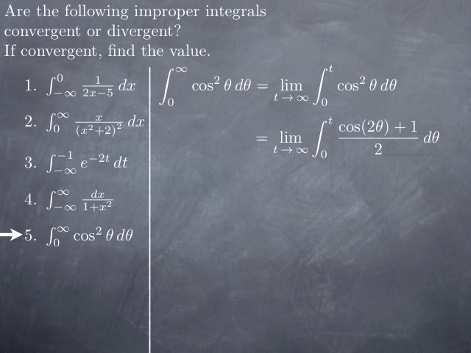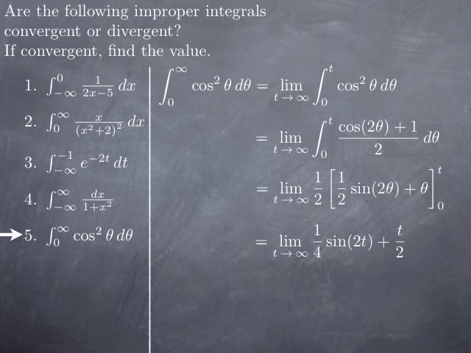Can pull out the 1/2 and then take an antiderivative of cosine 2 theta, which is 1/2 sine 2 theta, and an antiderivative of 1, which is just theta, and we evaluate that from 0 to t. The value at t is going to be 1/4 sine 2t plus t over 2. The value at 0 is going to be 0 because sine of 0 is 0. So we get the limit as t goes to infinity of 1/4 of sine 2t plus t over 2.